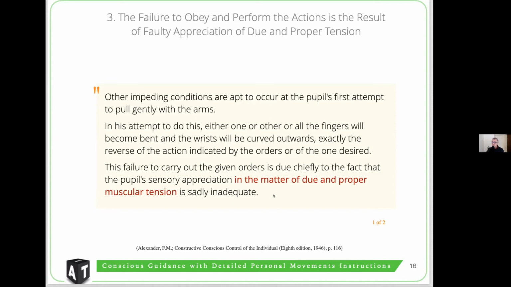So the pupil is taught to attempt the pulls by himself. That's the first point. The second point, he must obey the series of actions indicated by the orders. And the third point, he must learn to appreciate the due and proper muscular tension, but just in order to be capable of continuing to obey the actions indicated by the orders. And that is not possible if he forgets the actions indicated by the orders because he's feeling pull somewhere, or he's feeling that there is not enough pull somewhere.